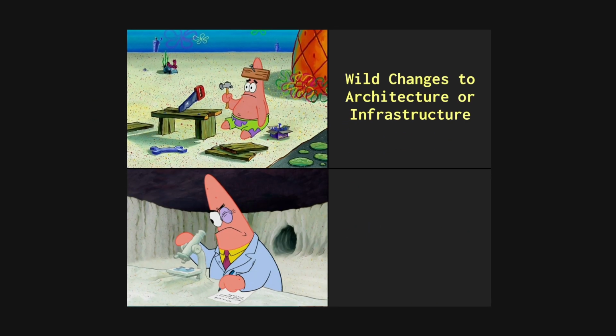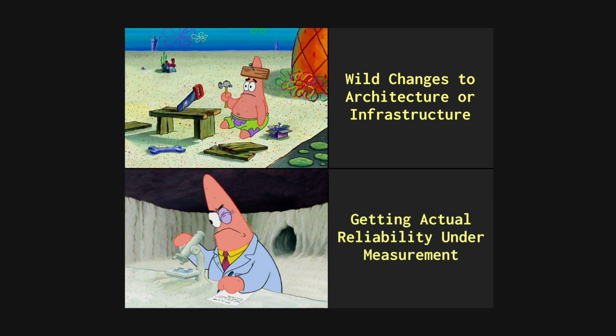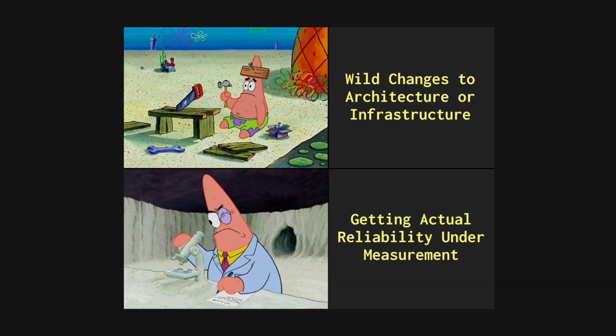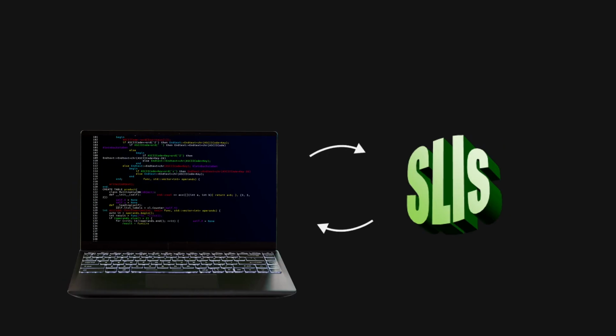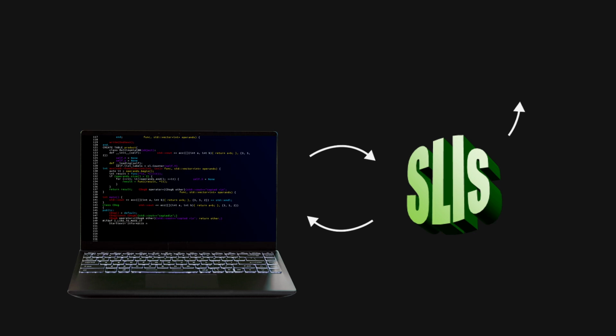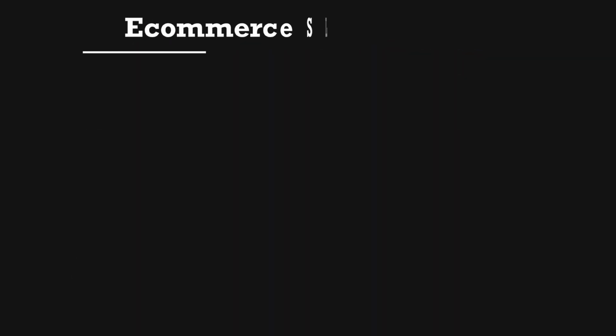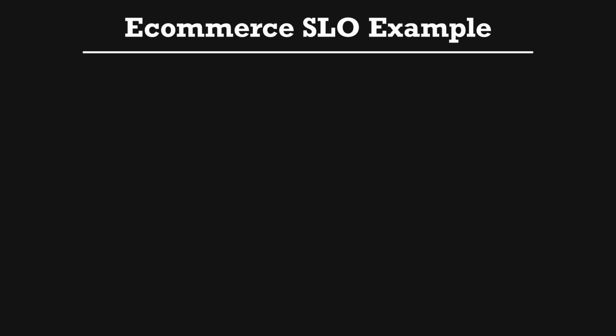When getting started, don't focus on making any wild changes to your architecture or infrastructure. The first goal should simply be getting actual reliability under measurement. This typically involves iteratively adding SLIs to code, and then making sure those SLIs can be hooked into operational visibility tooling, like Prometheus. Let's walk through a quick example of how to measure our example SLO.